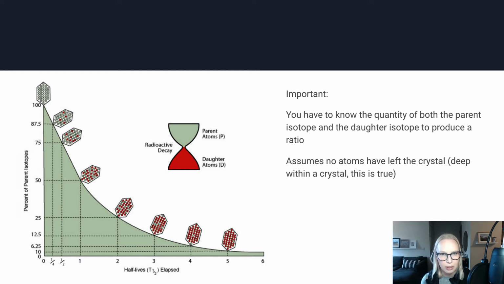So there are some important things to note here. You have to know the quantity of both the parent isotope and the daughter isotope to produce that ratio. The system also assumes that no atoms have left the crystal. This becomes a problem if you're trying to date the outside of a crystal, because we know that that crystal can weather away and it can experience radiation and it can lose atoms over time. But if you're studying the interior of a crystal, it's safe to say that no atoms have left the center of that crystal. So that's a safe place to do these sorts of analyses.